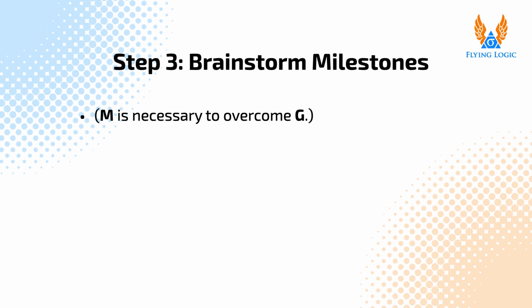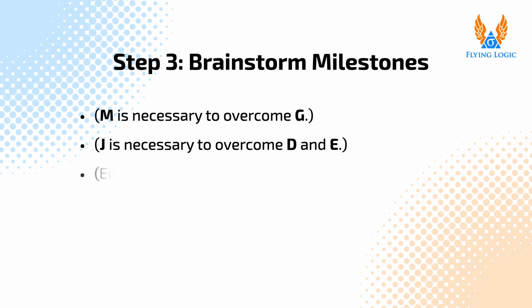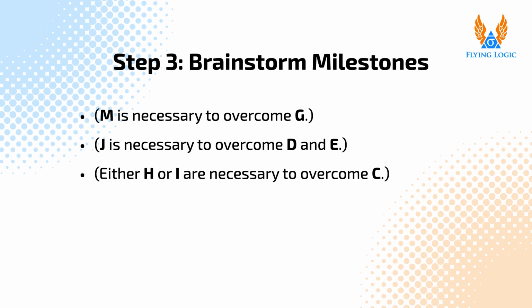M is necessary to overcome G. Some of the milestones you identify may overcome more than one obstacle. J is necessary to overcome D and E. Other times, your brainstorming will come up with 2 or more alternatives that may be able to overcome an obstacle. You can use OR junctors to model this.